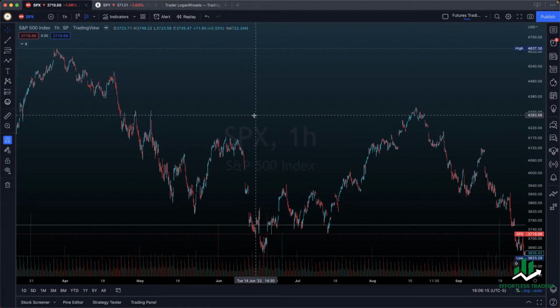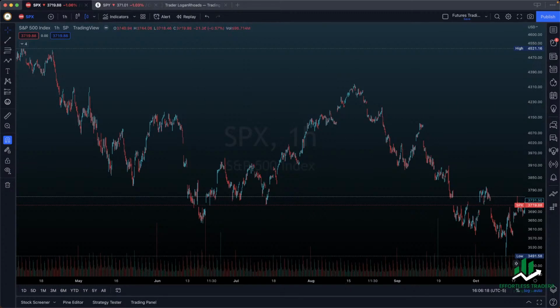Anybody in Discord have any questions about support and resistance? We good? Okay. So next thing we're going to go over is your basic trend lines and whatnot.